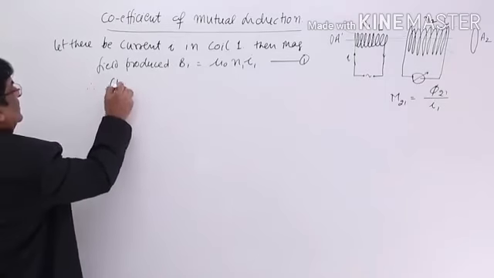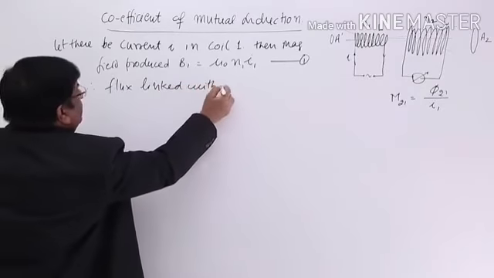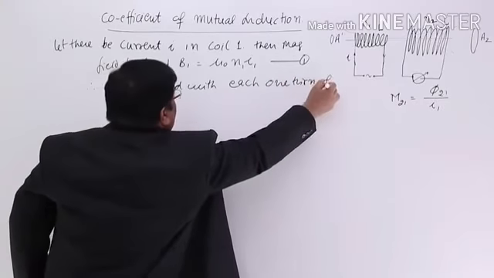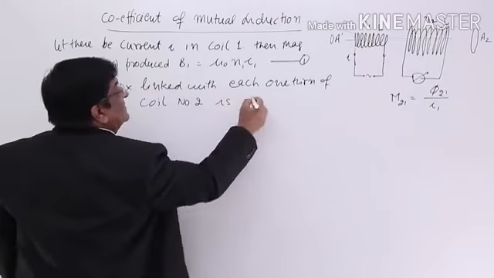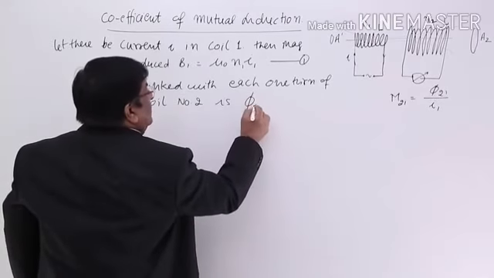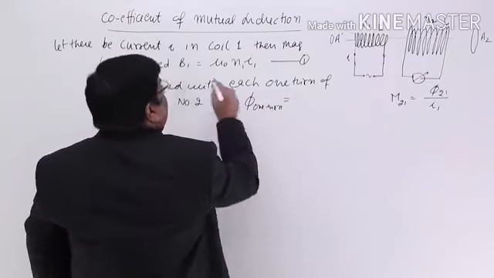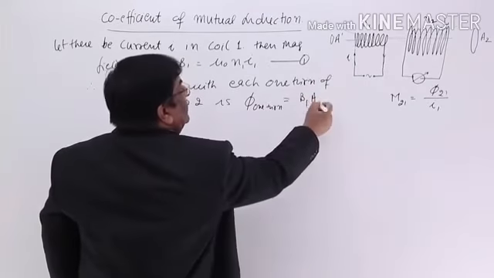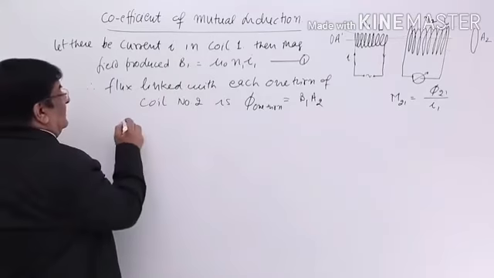Therefore, the flux linked with each one turn of coil number 2 is, the formula is B into A. Flux for one turn is equal to B1 into A, the area of coil number 2. Okay, B1 A2.